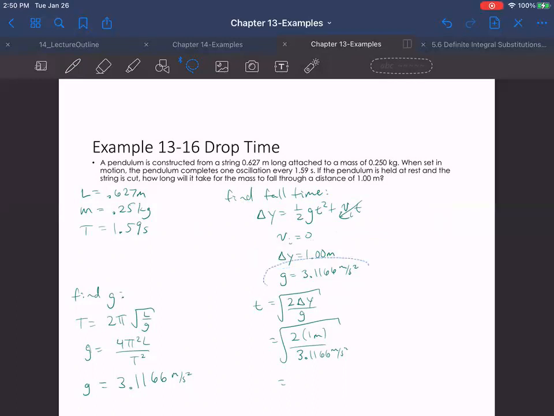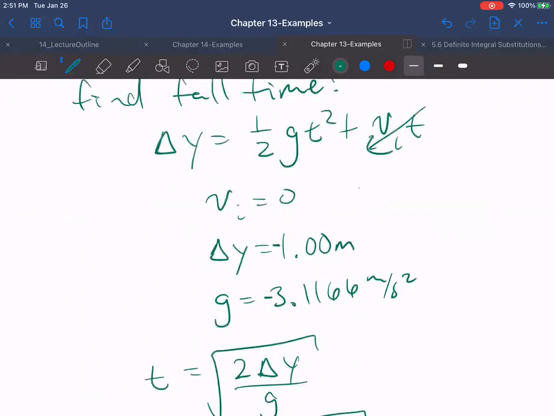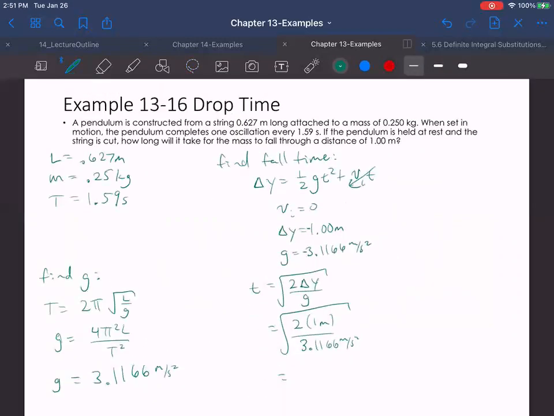And then g is really -3.1. I probably should have put those in there. It's falling down. So there's my negative in there. It's falling down 1 meter with a -3.1, and so when we plug that in, there's a negative there, and it cancels out.